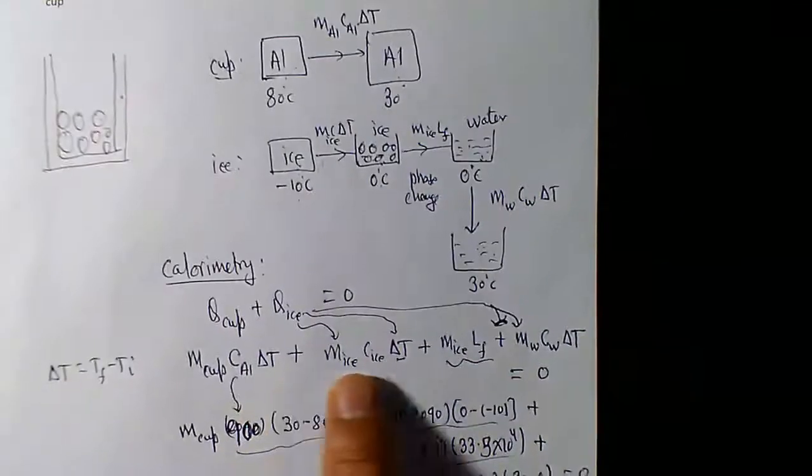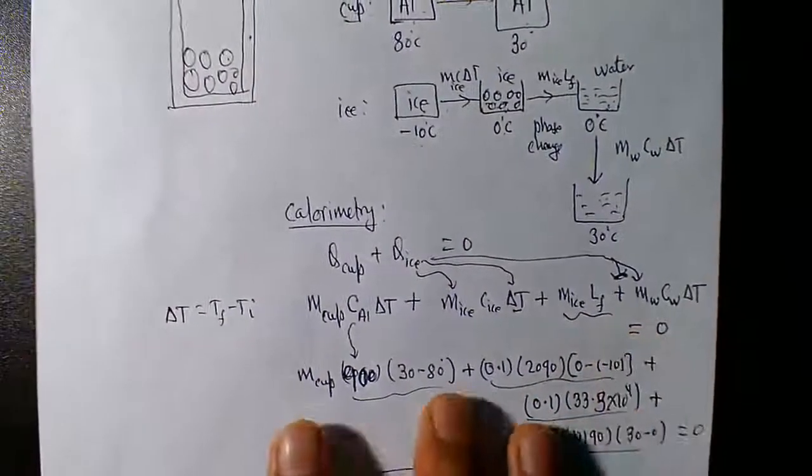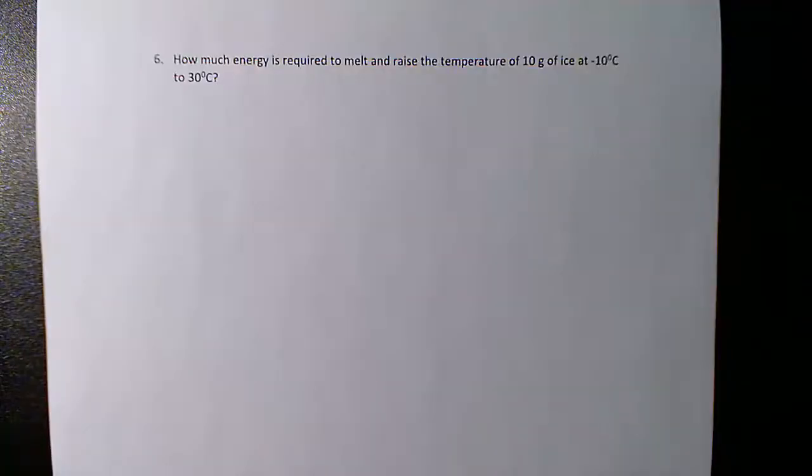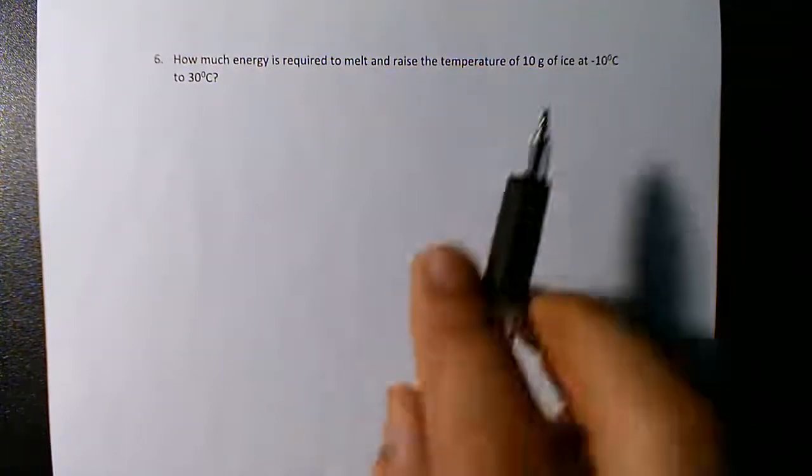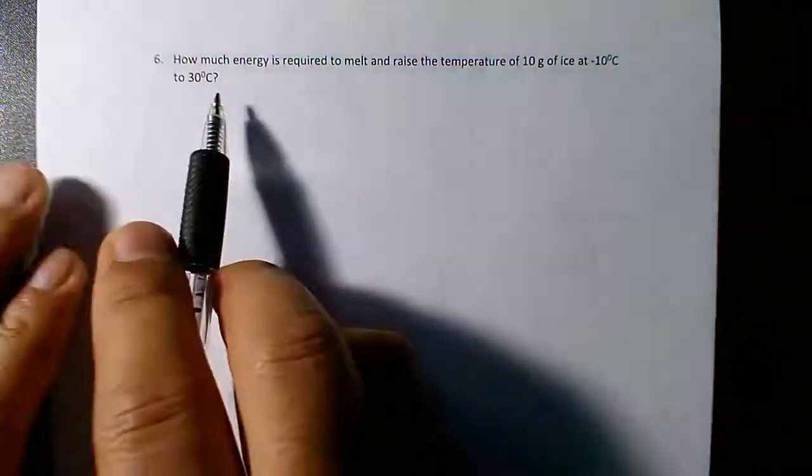So make sure you understand all these steps to solve this problem. So here's another problem on calorimetry. It says, how much heat energy is required to melt and raise the temperature of 10 gram of ice at negative 10 degrees Celsius to 30 degrees Celsius, okay?